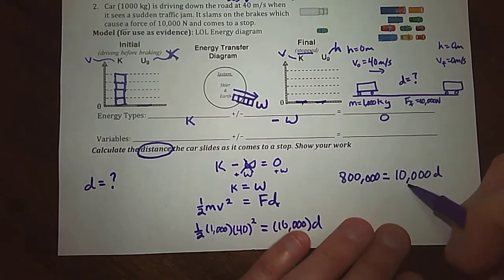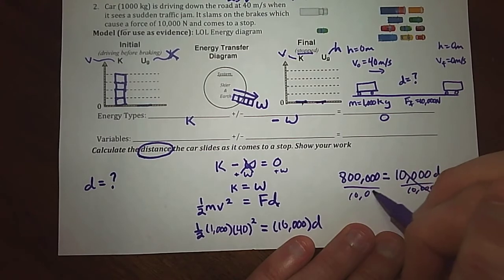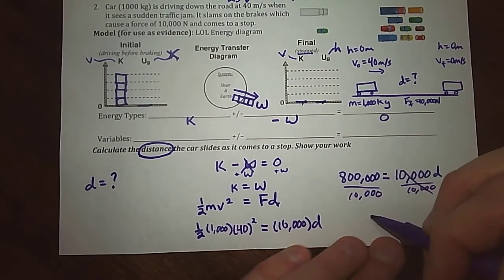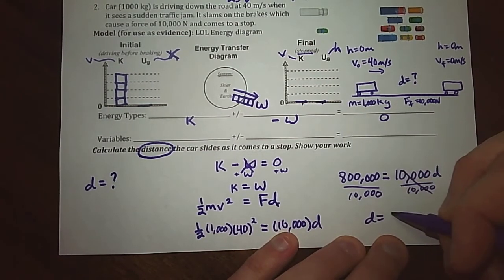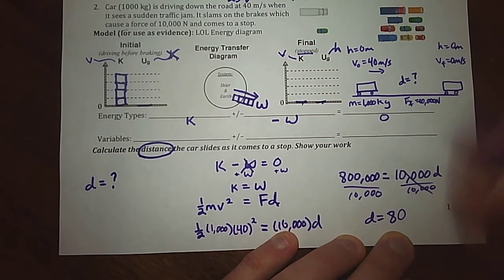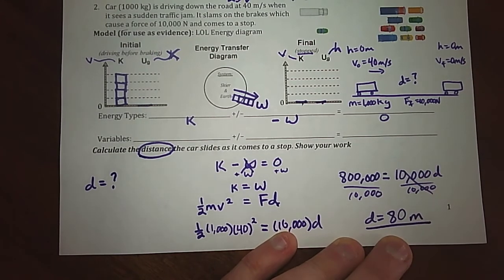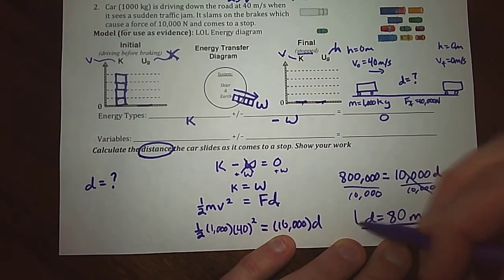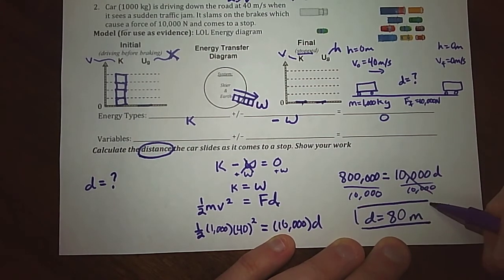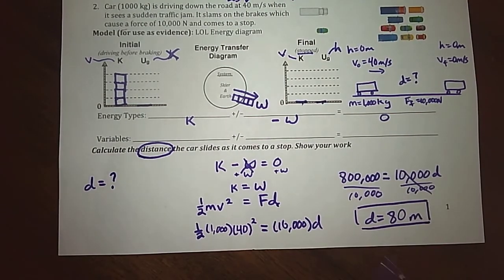So I'm going to divide both sides by 10,000, and I get my final answer for the distance it took this car, I guess it is a car, to come to a stop: 80 meters. That is a long distance for it to come to a stop. You'd be surprised how long it actually takes cars to stop when they are going at speeds like this. So my final answer is that my distance is 80 meters. Thanks for watching.